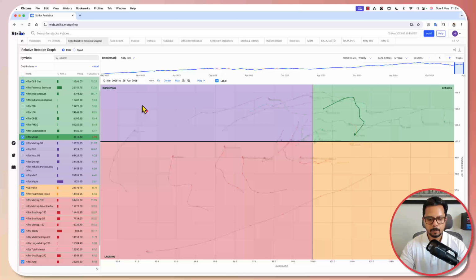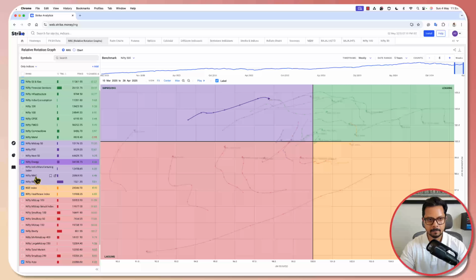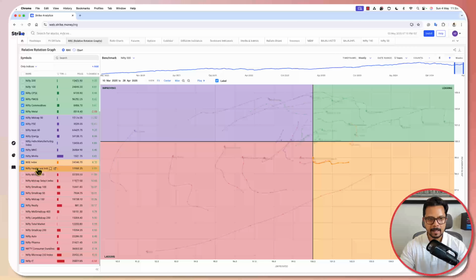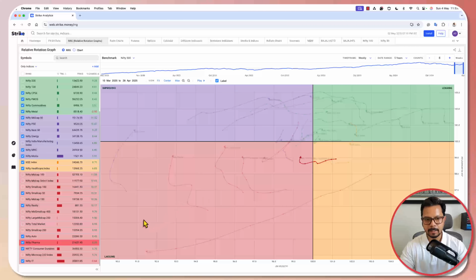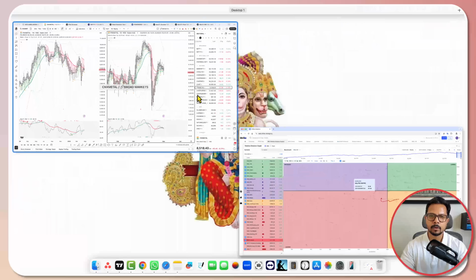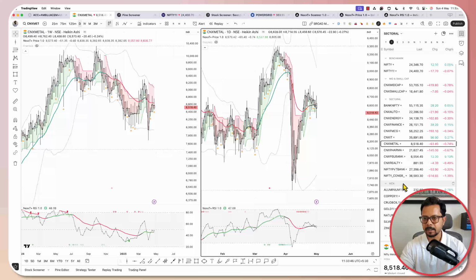Moving on to the improving quadrant. I personally like the improving quadrant quite a lot. That's where your PAC energy we had spoken about, that's oil and gas, a bit of MNC and media. Media doesn't make much sense. It's the healthcare which is in the weakening quadrant. And if I take a look at Nifty Pharma, it's in the lagging quadrant. Again, pharma and healthcare, more or less lots of overlapping names.